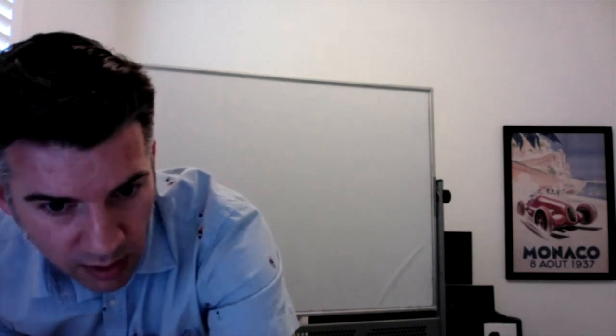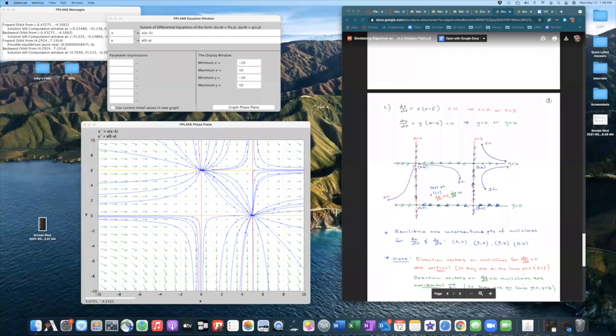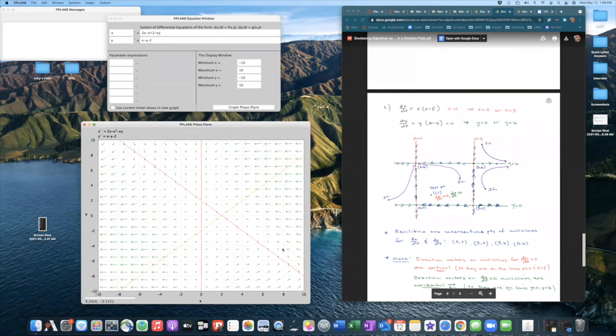What I should point out, looking at p-plane real quickly here. Let me show a screen. So if we look at the equations that I just erased, which are 2x minus x squared minus xy, and x minus y minus 2. Graph those. So there's our phase plane.